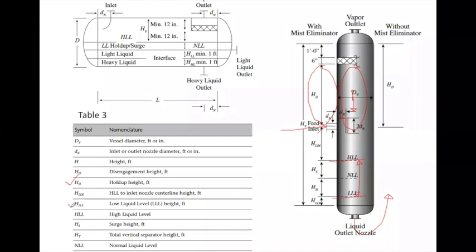HL is the lower liquid level, HLL is the higher liquid level, HS is the surge height, and then the total height. So our objective in design is to find this total height and this diameter, right? Once this height H and the diameter are finalized, only then should the internal baffles and mist eliminator be designed. So this is our first objective.